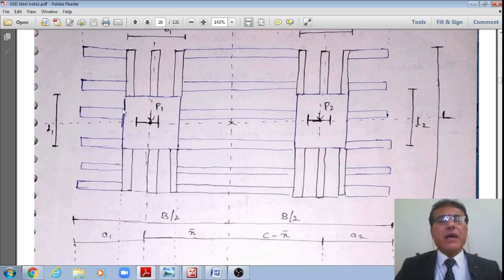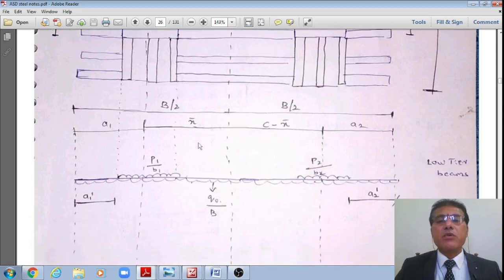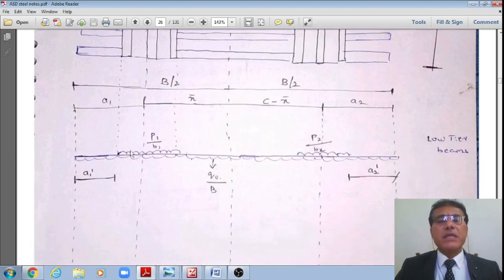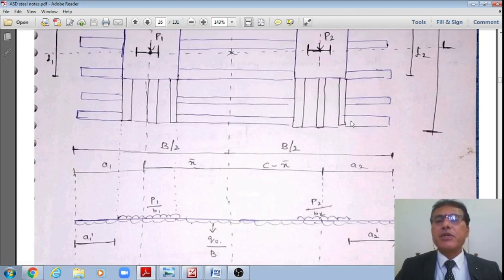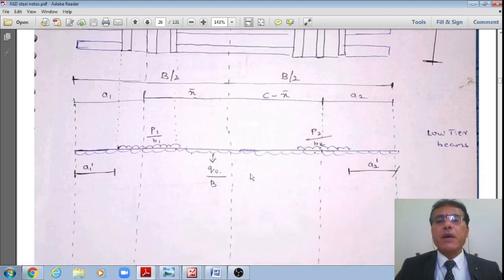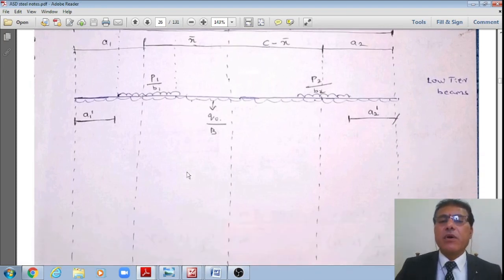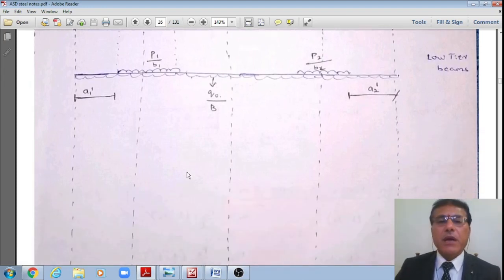And let the size of the left base plate be L1 by L1, and that of the right base plate be L2 by L2. This we already explained. This is a net cantilever projection to the left side A1 prime, and net cantilever projection A2 prime. And how to analyze this we have already explained, therefore I will not go into this.